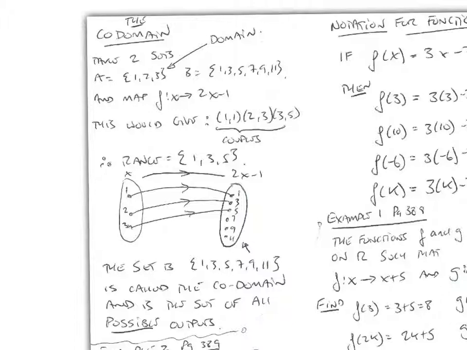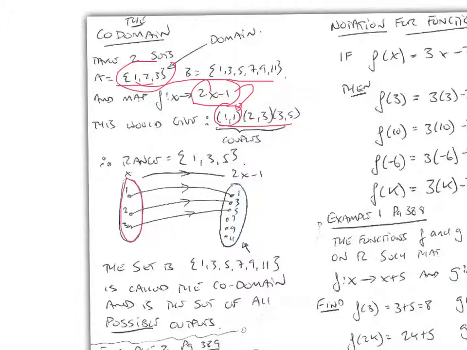Okay, I just want to mention the codomain. If we take two sets, A, 1, 2, 3 as our domain, and B, 1, 3, 5, 7, 9, 11, and if we have a function whose rule is 2x minus 1, that would map these onto these. It would produce these couples or ordered pairs, i.e. 1 for x means 2 times 1 minus 1 gives 1. Okay?